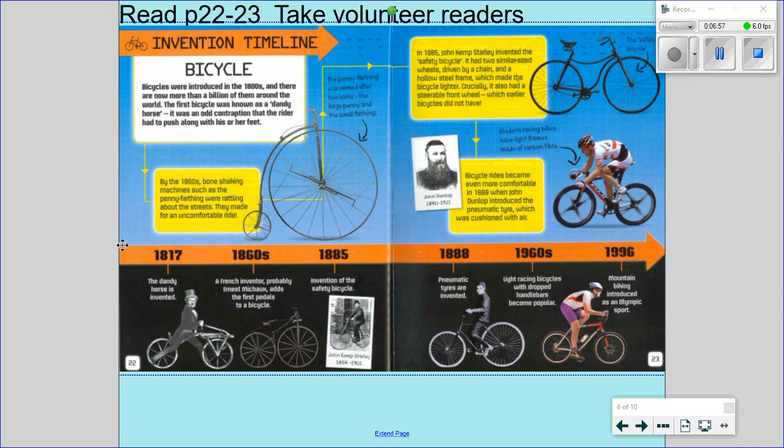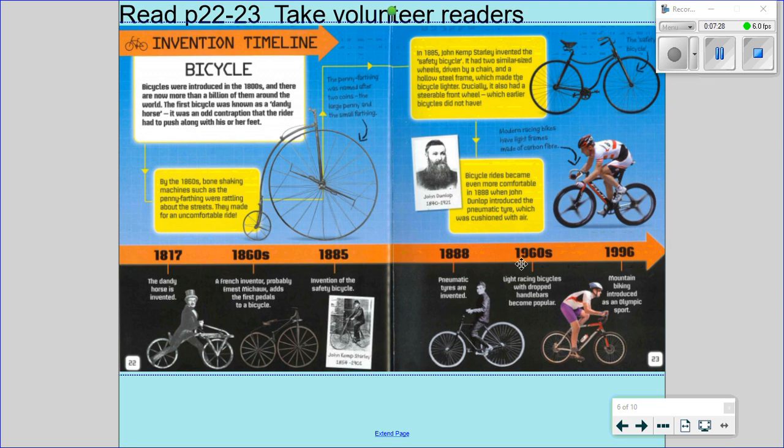Okay, our timeline, 1817. The dandy horse is invented. Seems like still a lot of hard work. It's a bit like walking, but you've got to carry a bike with you, really. 1860s, a French inventor, probably Ernest Michel, I'm not really sure how to pronounce that one, adds the first pedals to a bicycle. 1885, the invention of the safety bicycle. 1888, pneumatic tyres are invented.